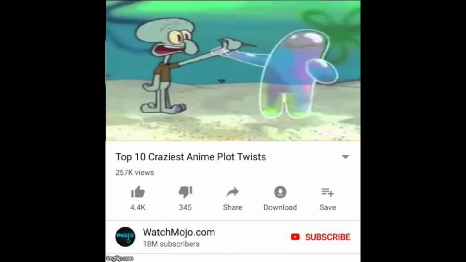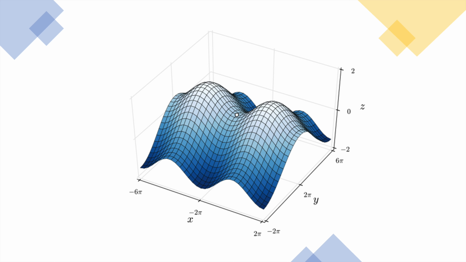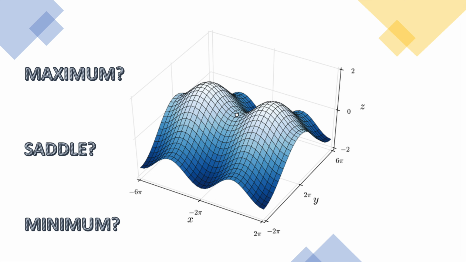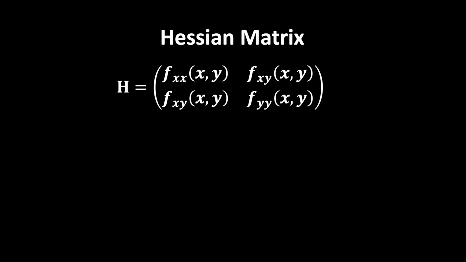However, there is a plot twist. Knowing the optimal point is half the story. We also need to know whether this point is a maximum, a minimum, or a saddle point. This is where the Hessian matrix comes into play.